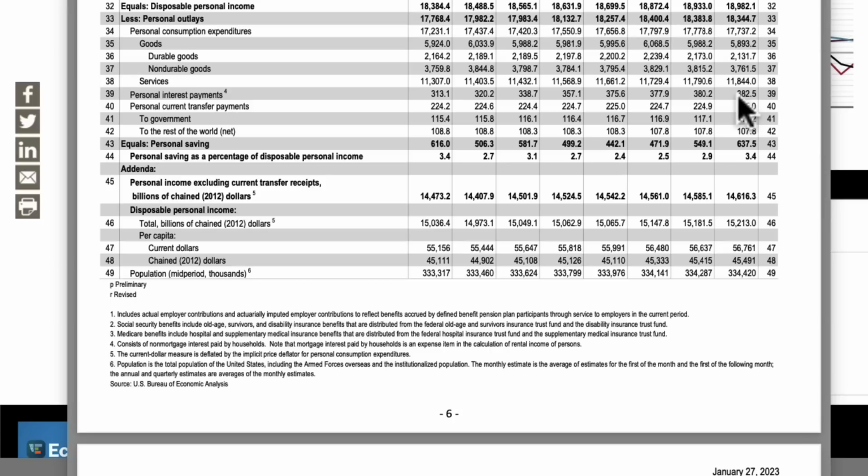Where is growth going to come from in 2023? It's going to have to come from credit. It's going to have to come from credit, right? So some interesting numbers in this table over here.